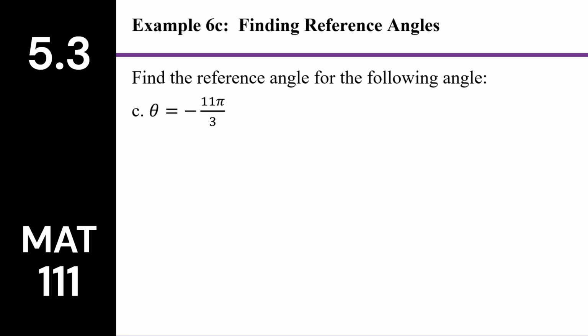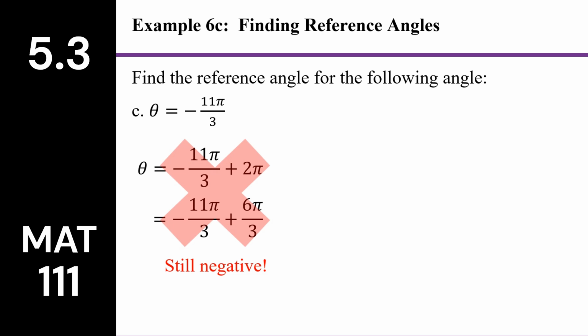Now we want to find the reference angle for negative 11 pi over 3. Since the angle is negative, we'll have to add in multiples of 360. And since the angle is in radians, we'll have to add in multiples of 2 pi. If we add 2 pi, when we get our common denominator, notice that negative 11 plus 6 would still give us a negative, so this won't be enough of a rotation back to get us into the positives.